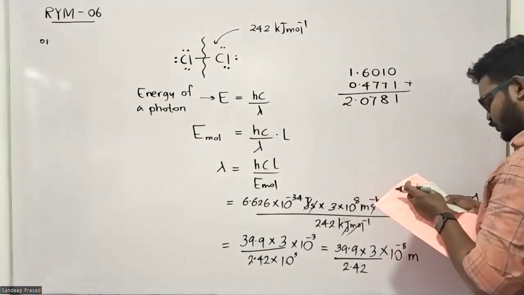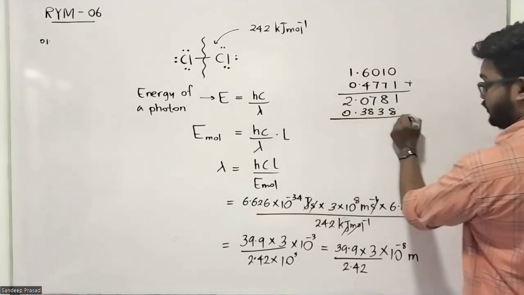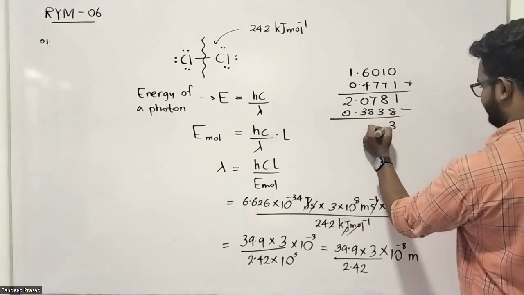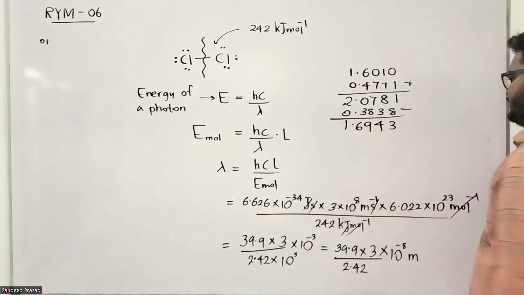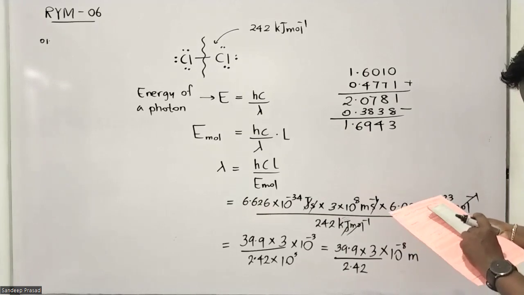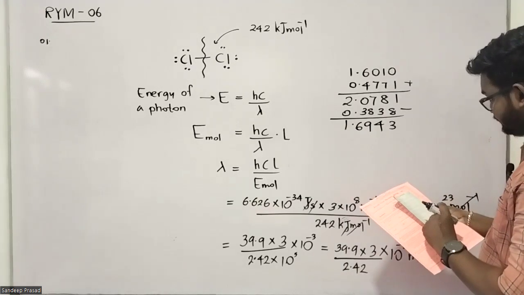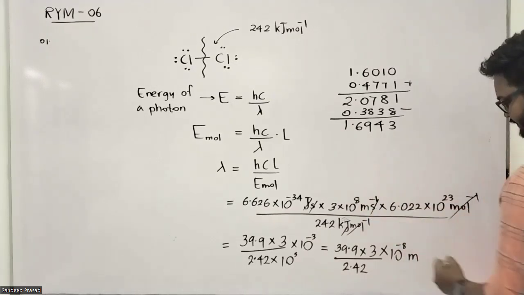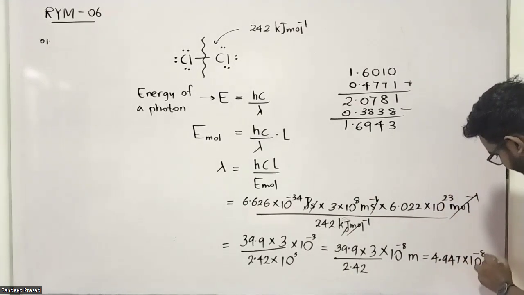2.0781. What is the log value for 24.2? 24.2 log value is 1.3838. Now take the difference here. 2.0781 minus 1.3838 gives 0.6943. Now check the antilog. 6943 antilog, we can take 4.947. So the value is 4.947 × 10 to the power minus 8 meters.